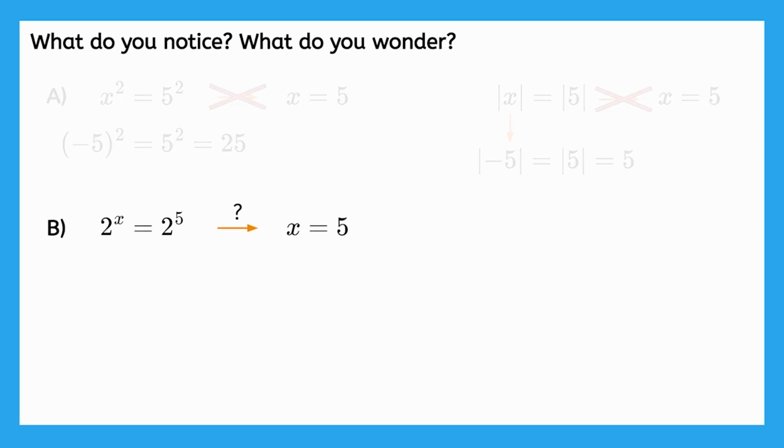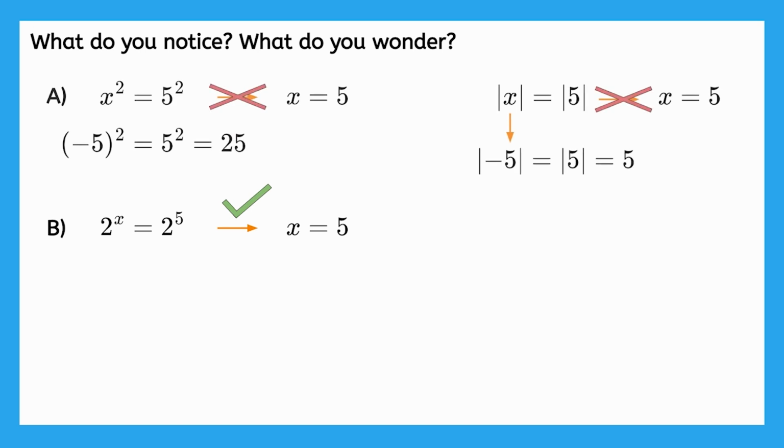Now let's examine equation B. 2 to the x equals 2 to the fifth. We know 2 to the power of 5 is 32. Is there any other exponent besides 5 that would turn 2 into 32? Nope. So in this case, if 2 to the x equals 2 to the fifth, we can conclude x must in fact be 5. This example highlights an important property that exponential functions have that other functions, such as quadratic and absolute value functions, don't.